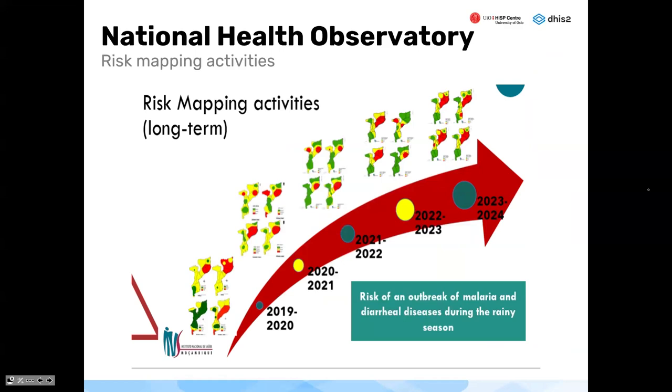Working in terms of forecasting the risk of an outbreak of malaria and diarrheal diseases for the rainy season. These are the different maps that we have developed since the season 2018, 2019, it's missing here, but in the season 2019, 2020, it was the one that we actually performed for these two diseases. In 2018, 2019, it was only for malaria.